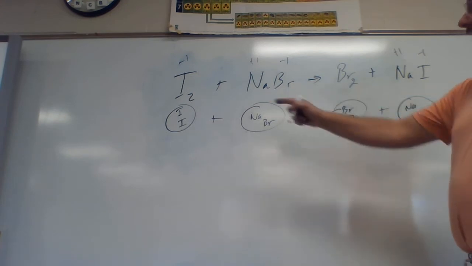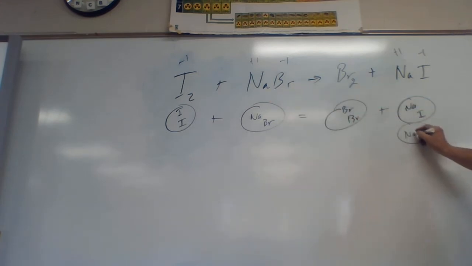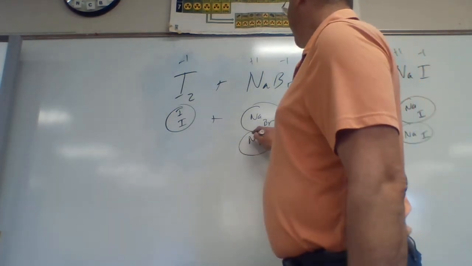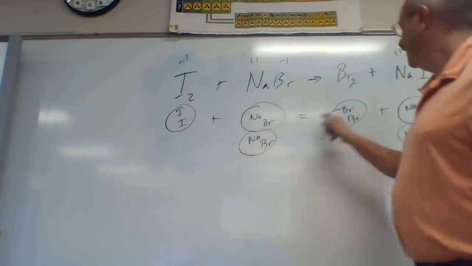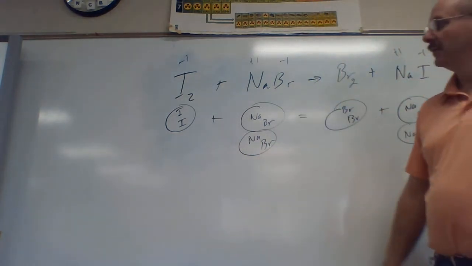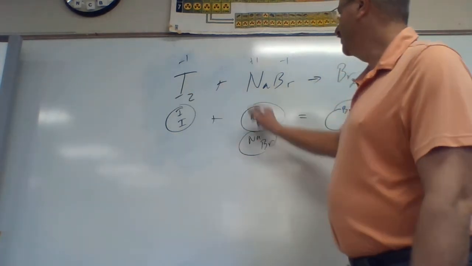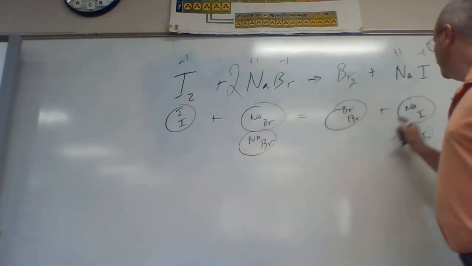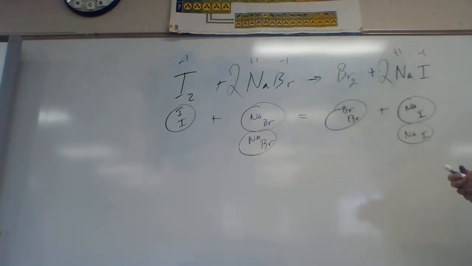So I got 2 I's on one side, 1 I on the other. I need another one. There's my 2 I's. Na's, I got 1 Na, 2 Na's. I need another one. I got 2 Brs, 2 Brs. There's my final answer. So 1, leave it blank. 1, 2, put a 2. 1, leave it blank. 1, 2, put a 2. And there's the final answer for that one.